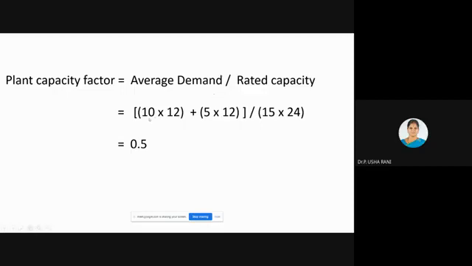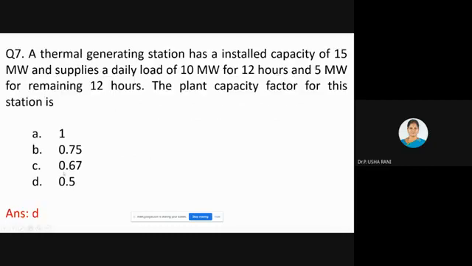And average demand for 24 hours, they have given two different loads for particular time durations. So now I'm going to multiply my load with the time duration, so I'll be getting the answer in megawatt hour. I am adding these two for 24 hours with the different loads. So my average demand in megawatt hour is divided by rated capacity, 15 megawatt into 24 hours, so the megawatt hour cancels out. So my answer is 0.5. So the option D is the correct one, 0.5.